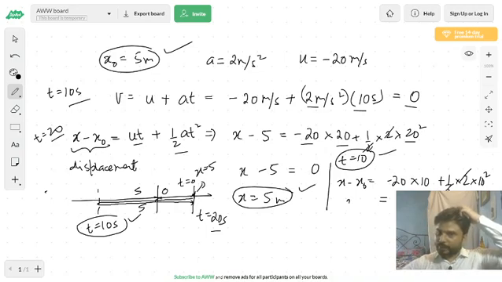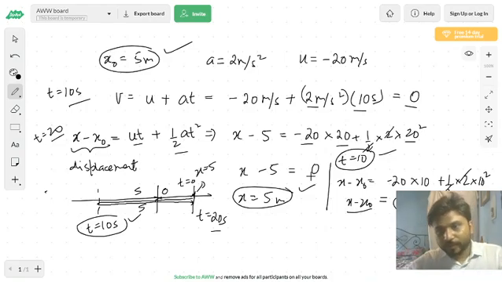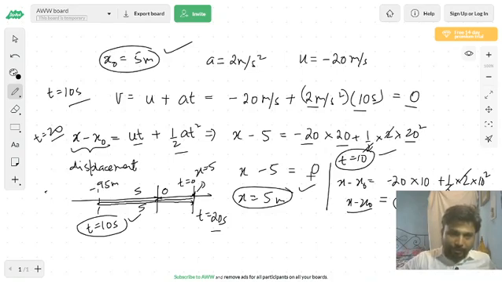So this is x minus x naught. This is the displacement of the particle, and it is minus 100. If you put the value of x naught over here, you would get that this position is minus 95. So what is the distance which the particle has moved through? The particle has moved through a distance of 100 meters.